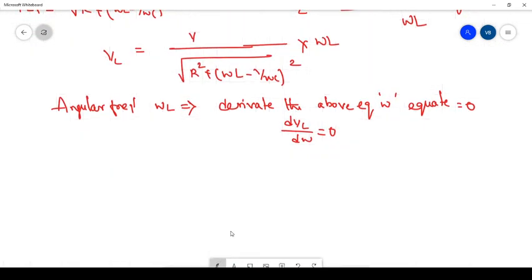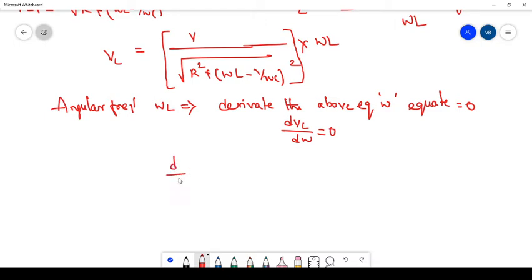But here the numerator also has an omega term. Let us take these two terms: this is the first term, and this is the second term. So you apply the UV method, that is d by d omega of UV equals U into V dash plus V into U dash.